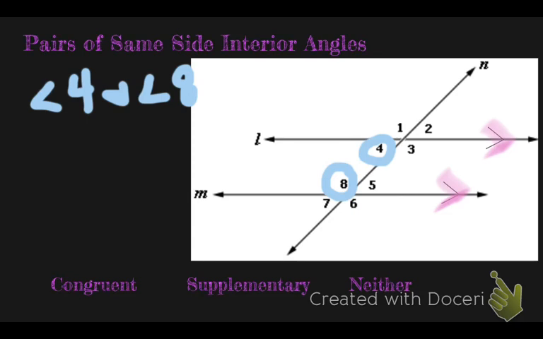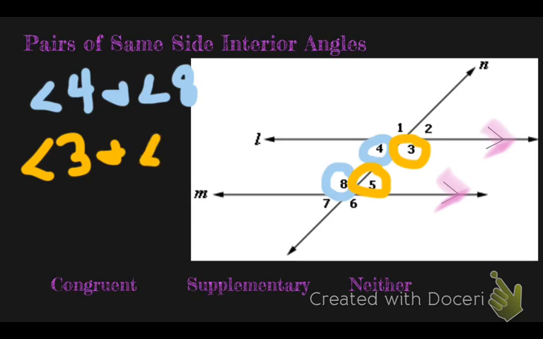All right, I'm noticing that we have another pair of same side interior angles that are going to be on the right of the transversal, and that's going to be angle 3 and angle 5. Now I don't have any other angles that are inside of line L and line M, so I don't have any other pairs, but I do have one more question that I'm going to need to answer.